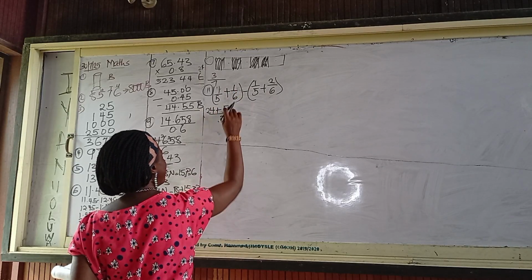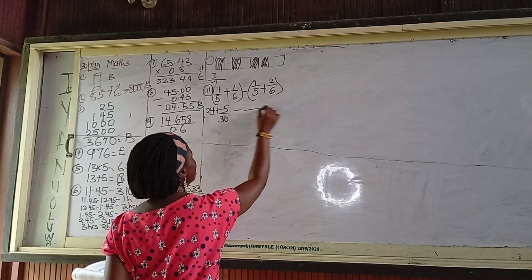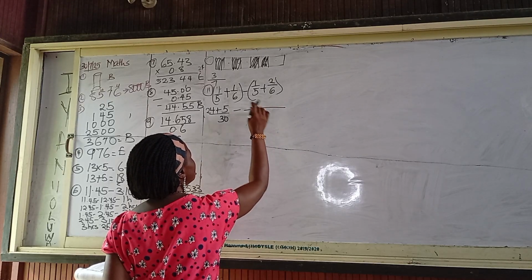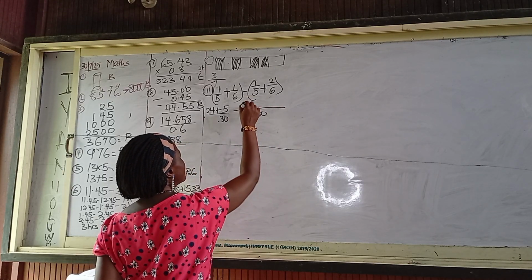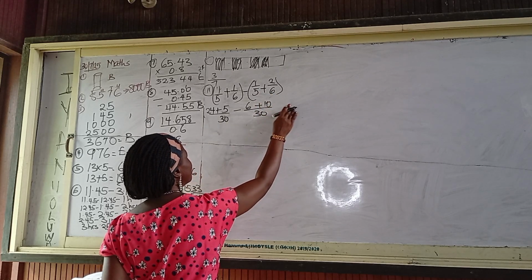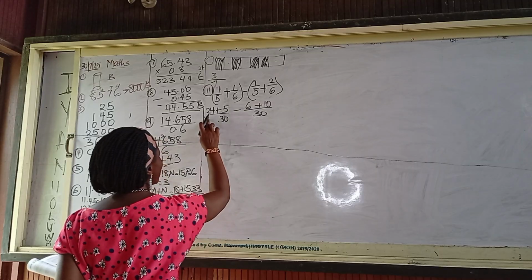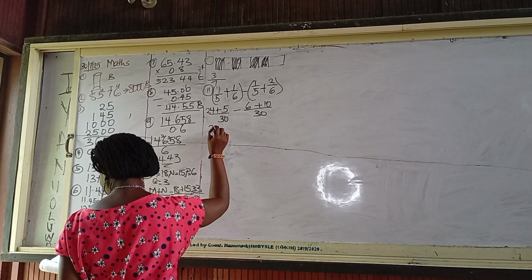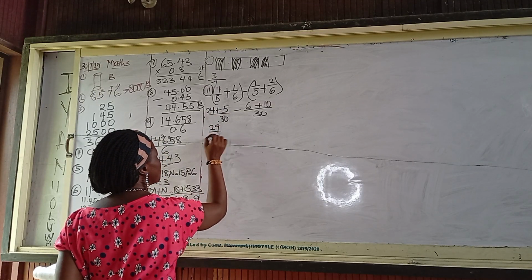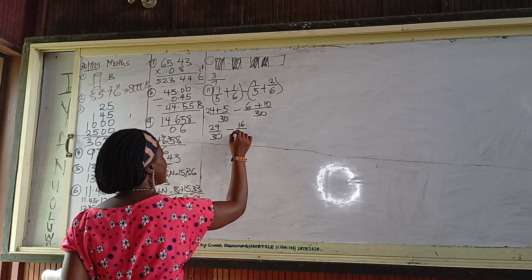Then that is 5. Then we are attending to this separately. The same LCM is 30. That is 6. That is 5. That is 10. So what do we have now? We have 24 plus 5, which is equal to 29 over 30 minus, that is 16 over 30.